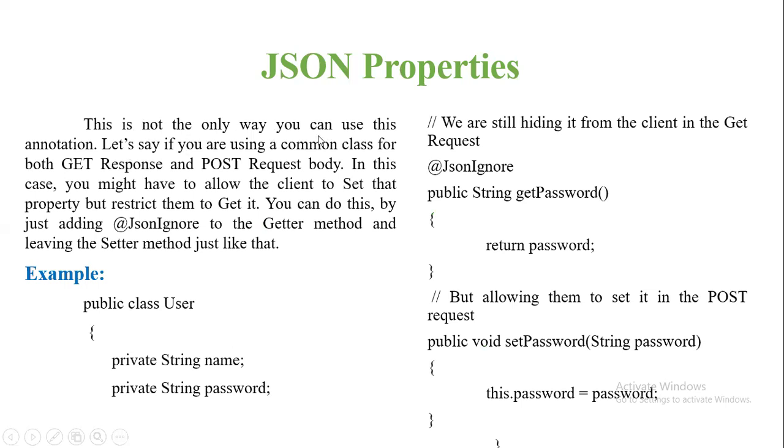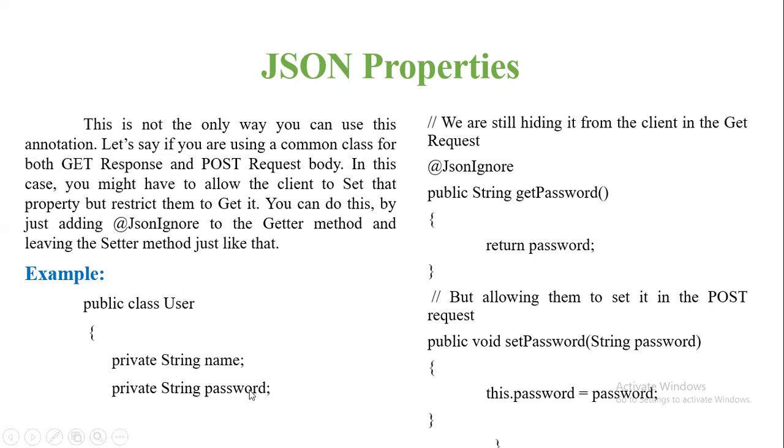And this is not the only way you can use this annotation. Let's say you are using a common class for both response and post request body. In this case, you might have to allow the client to set that property, but restrict them from getting it. You can do this by adding just @JsonIgnore to the getter method and leaving the setter method just like that.